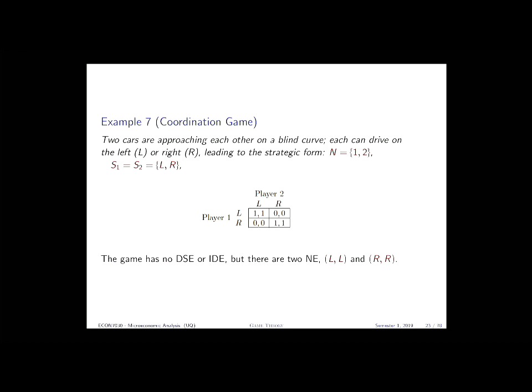Let's start with the first example, and that is the coordination game. Suppose there are 2 cars approaching each other on a blind curve. Each can drive either to the left or right. So if they both drive to the left, then they will pass by each other, because left of this car is the right of the other one. But if one goes left, the other goes right, then there will be an accident.